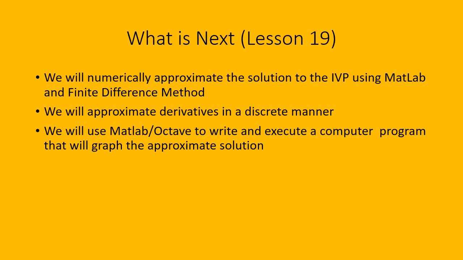So what is next for us to do? There will be a part called Lesson 17, Part 2. In this new part, we will numerically approximate the solution to the initial value problem that we just looked at using MATLAB and a finite difference method. We will approximate derivatives in a discrete manner, and we will then use Octave to write and execute a computer program that will graph this approximate solution.